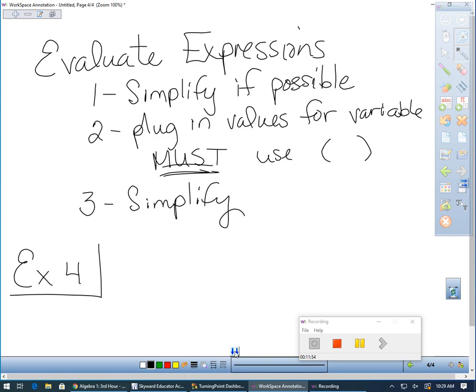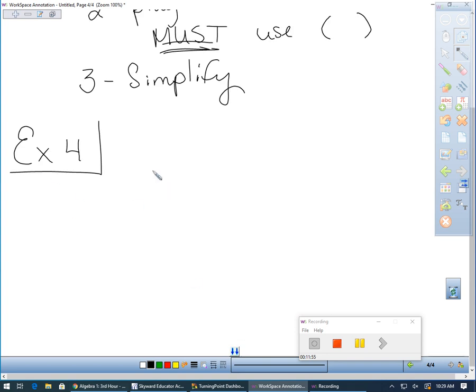All right. So let's say I have negative x plus 3y. All right, and I'm going to tell you that x equals negative 2 and y equals 4. All right, so step 1, you try and simplify the expression if you can. Can we simplify this expression at all? Okay, perfect. So then we're going to plug the values in.